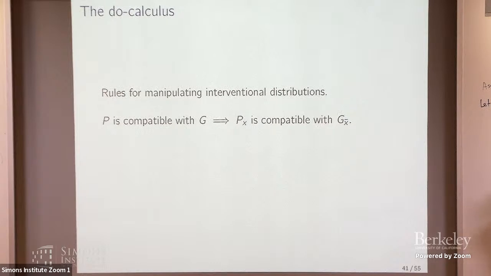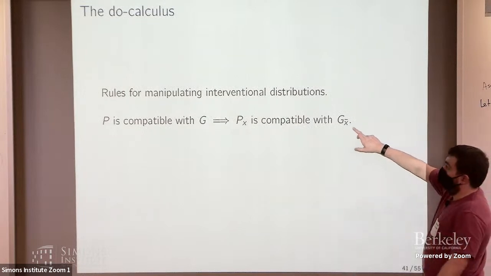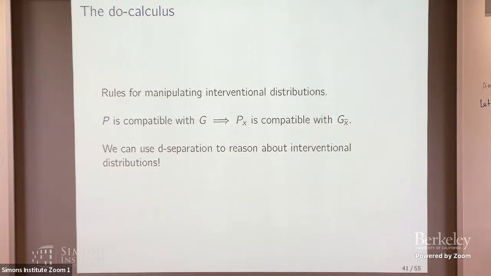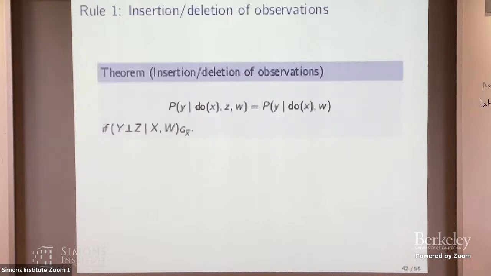So one observation is if our original distribution is compatible with G, then the interventional distribution is going to be compatible with G bar X. I don't have a great name for that. And so we can use D-separation to reason about interventional distributions. We can take conditional independencies that are implied by D-separation and use that to manipulate interventional distributions. So the do calculus consists of 3 rules, the first of which is way simpler than the others.